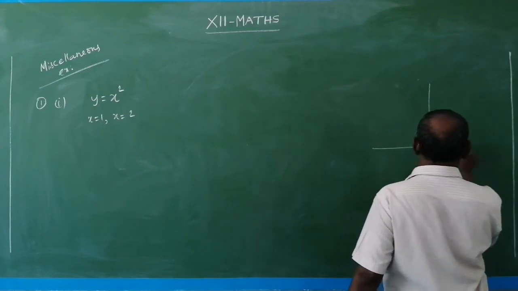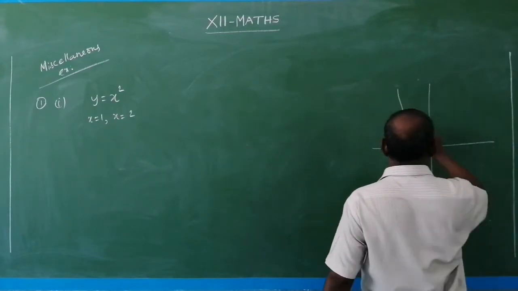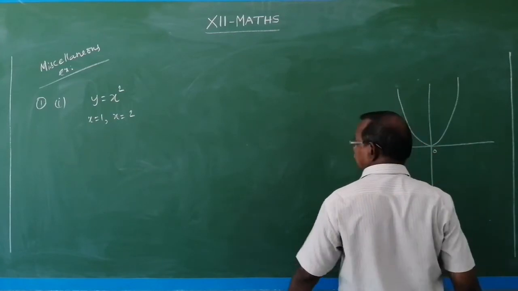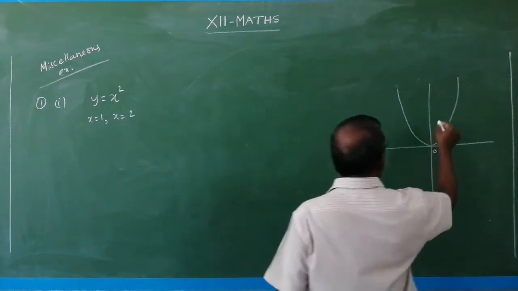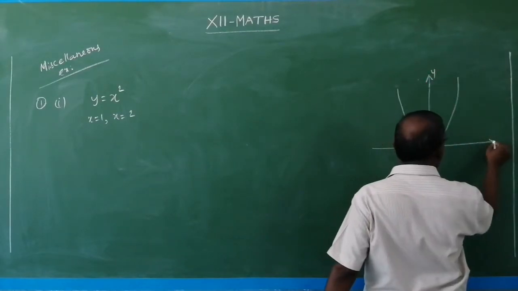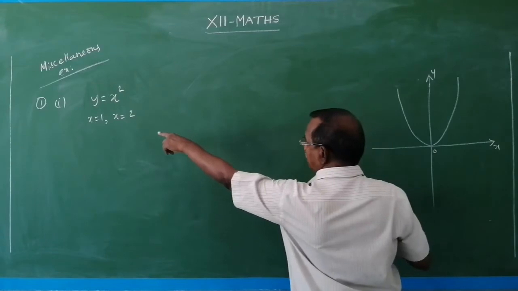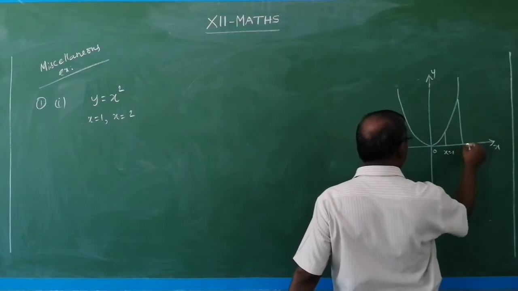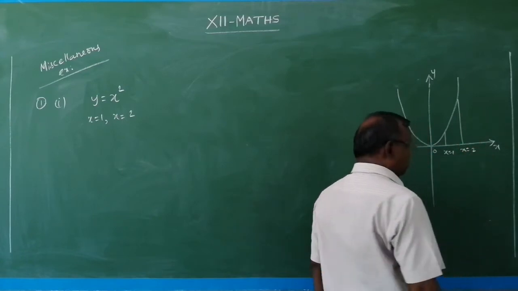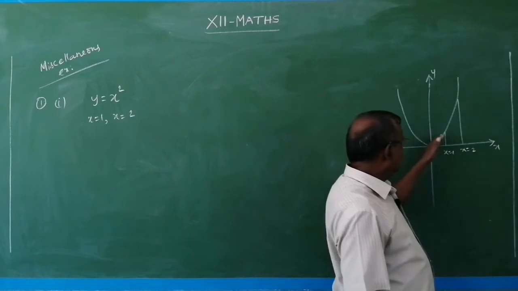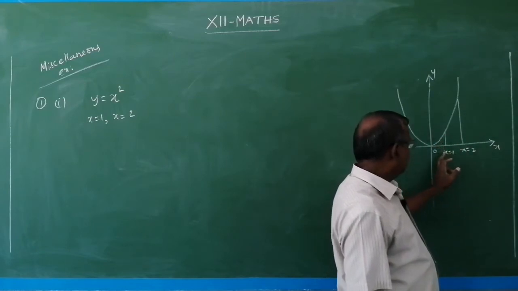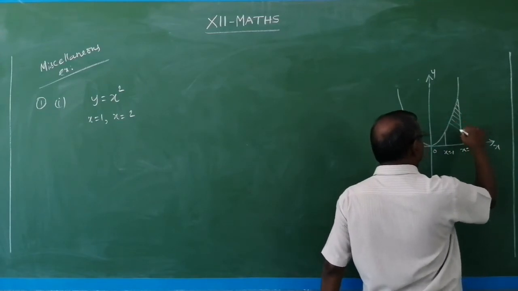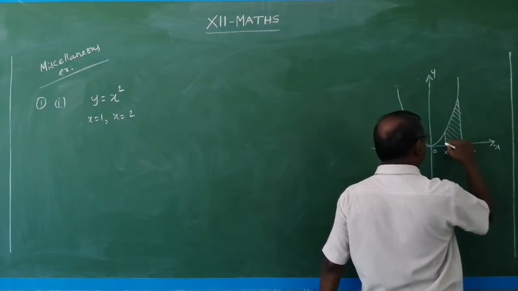This means the parabola y equal to x square is an open upward parabola whose vertex is at the origin, that is 0, 0. This is the y axis, x axis, and this is x equal to 1, and this part is x equal to 2. Therefore the required area is under the curve and bounded between the two parallels x equal to 1 and x equal to 2 and the x axis. So this is the region we need to find the area of.